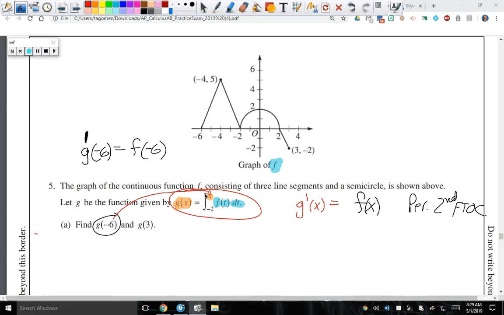So if you want to find just g of negative 6, we'll just plug in the negative 6 right here for x and integrate. So g of negative 6, the y value on g, which we can't see, at negative 6 will be equivalent to the area underneath the graph of f from negative 2 to negative 6, and then we're integrating f of t dt. So when it's g, guys, we're looking at f of t. Y'all with me? But when it's g prime, we're looking at f of x. Either way, f is f. It's still the same graph.